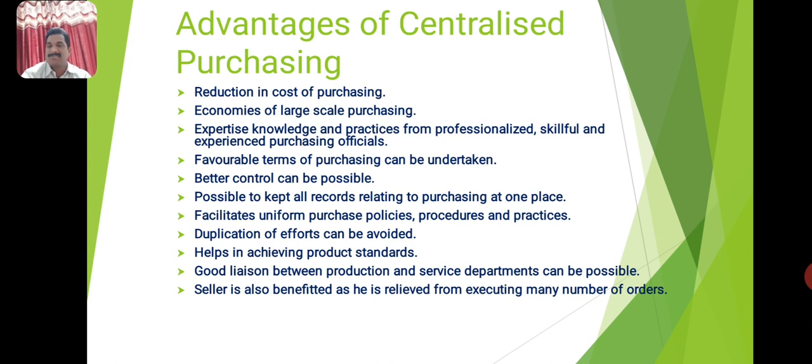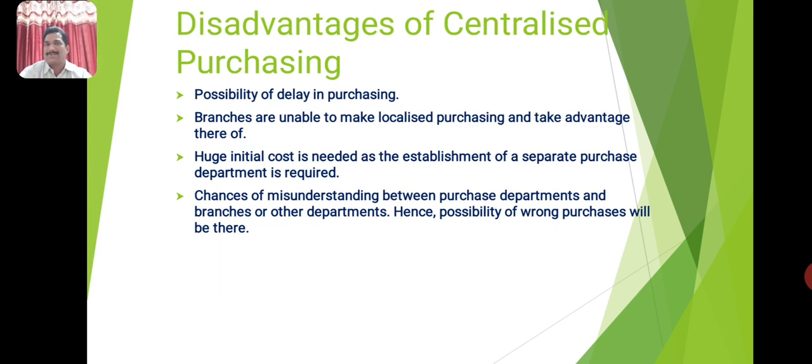then it facilitates uniform purchase procedures, policies and practices, and all types of duplications can be avoided, and it helps in achieving product standards. Then good liaison between the purchasing department and all other production departments can be possible. Then the supplier is also benefited because he is relieved from executing many orders at a time by a single order. Okay, but it has so many limitations also. Disadvantages of centralized purchasing, let us see.